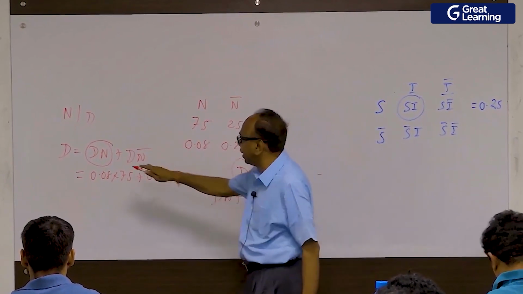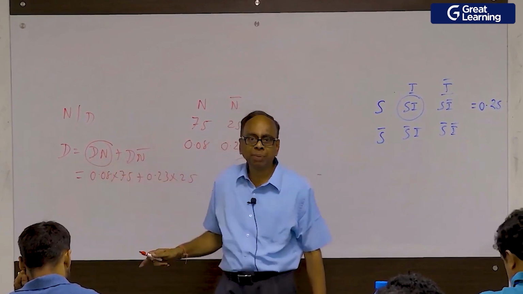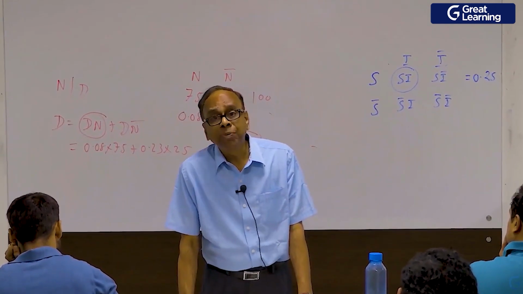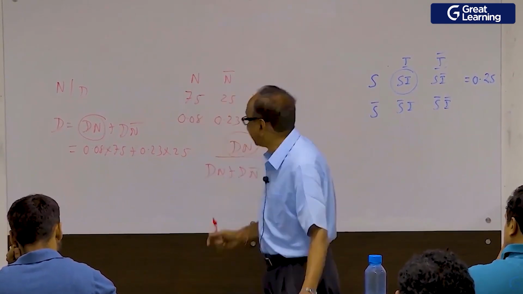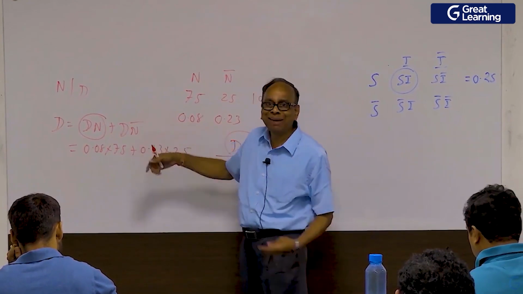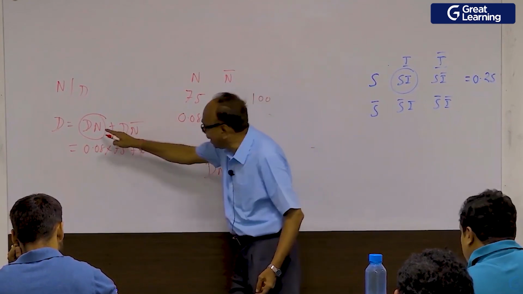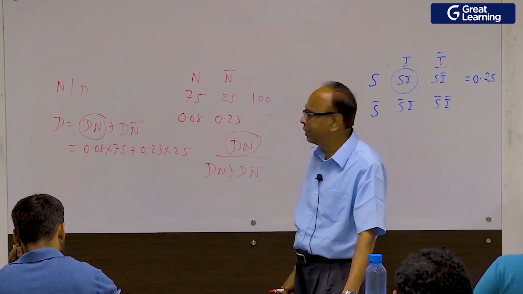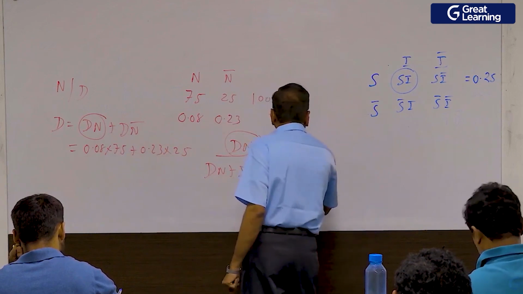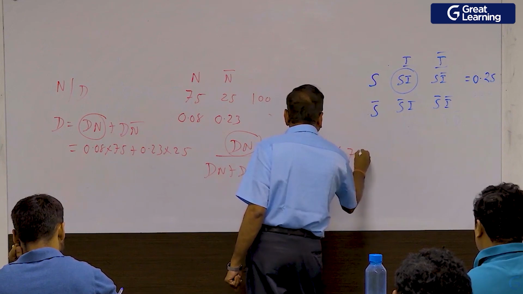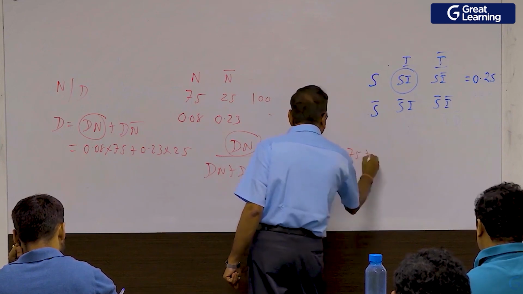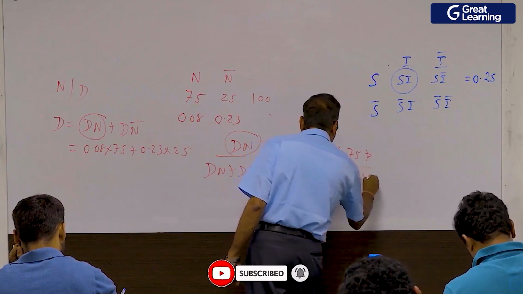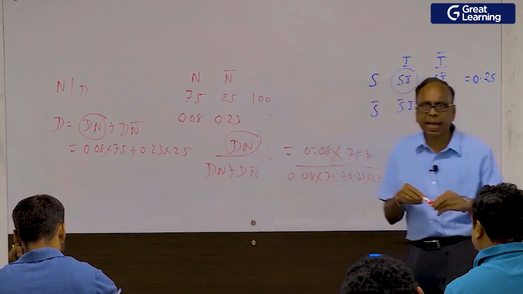dn is the one associated with the new machine, because it says the probability that it is found to be defective. What is the probability it has come from the new machine? The second term deals with the old machine, and therefore only dn is associated, divided by this. Enjoy the solution. So this will be equal to 0.08 into 75 divided by 0.08 into 75 plus 0.23 into 25. You simplify in the calculator.